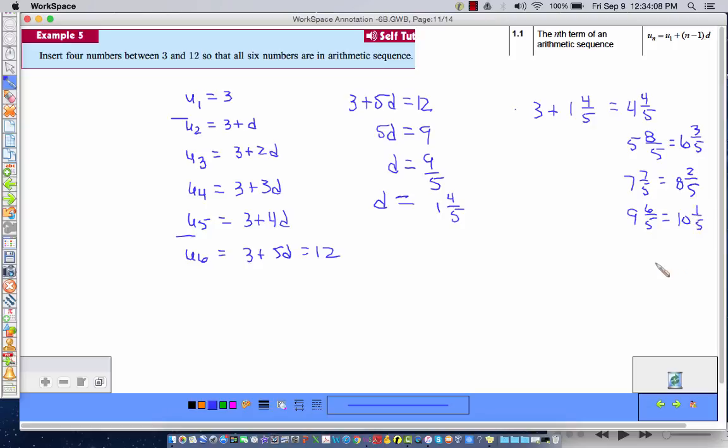1/5. Yes. And the way I can check it is, here's my 4 numbers. If I add 1 4/5 to 10 1/5, I should get 12, which I do. So these guys are the 4 numbers that you can put in between. And that's why knowing how to use the formulas and how to understand what's really happening is very, very important, so you're able to find that common difference as you need it.